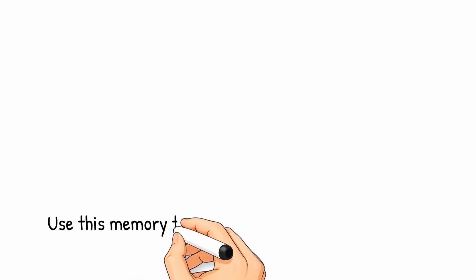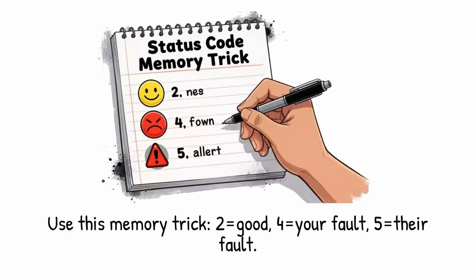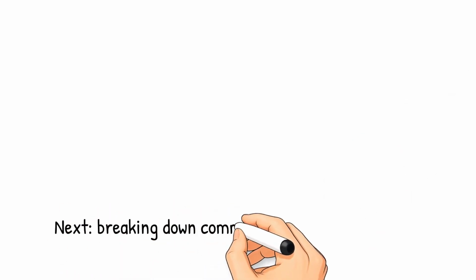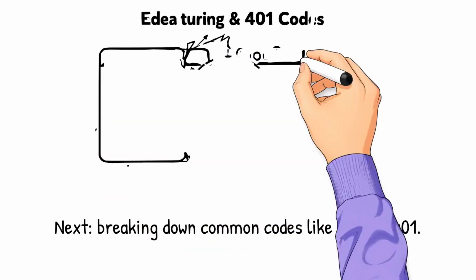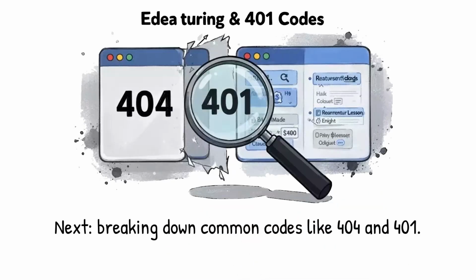So here's the simple memory trick to lock this in. 2 means good, 4 means your fault, 5 means their fault. That's honestly 90% of what you'll ever need. In the next part, we'll zoom into the specific codes you'll actually run into every day, like 404 and 401, and what each one is really telling you.